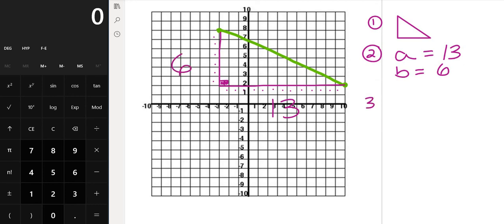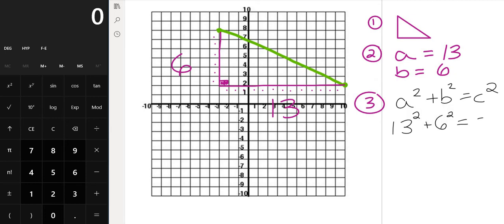Step 3, we're going to go ahead and use our Pythagorean theorem. So A squared plus B squared equals C squared. We're going to do 13 squared plus 6 squared equals C squared. 13 squared is 169. 6 squared is 36, equals C squared.